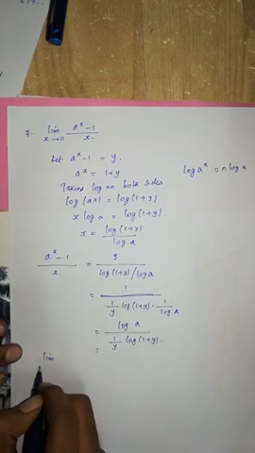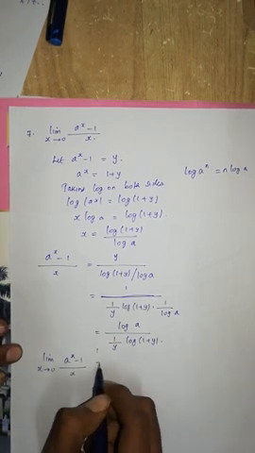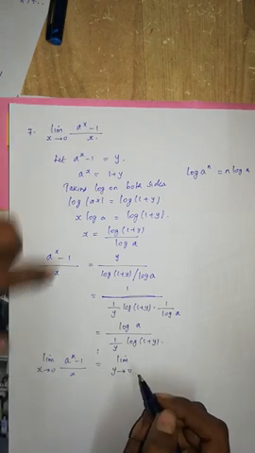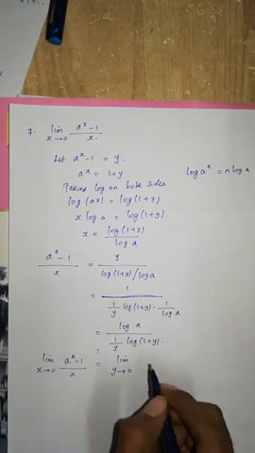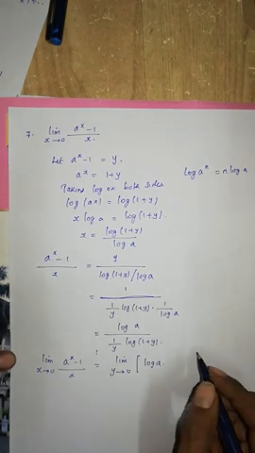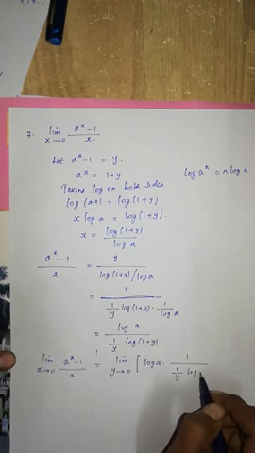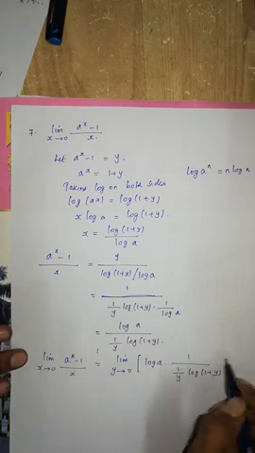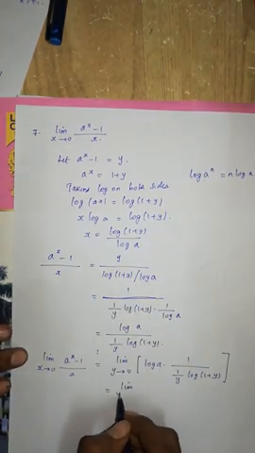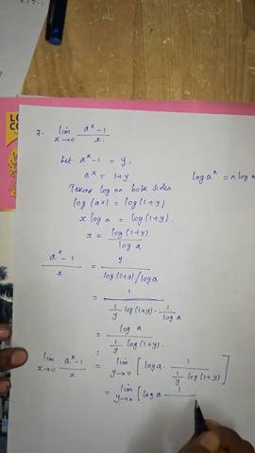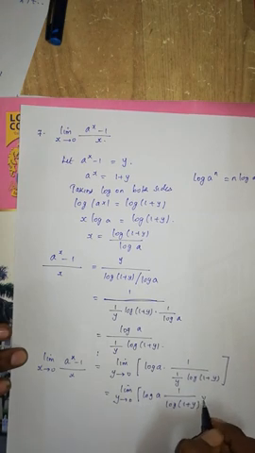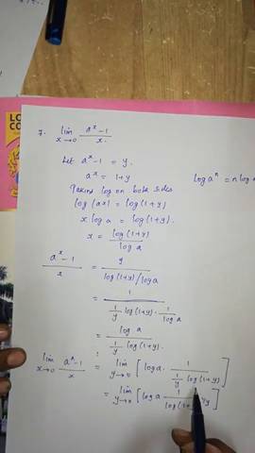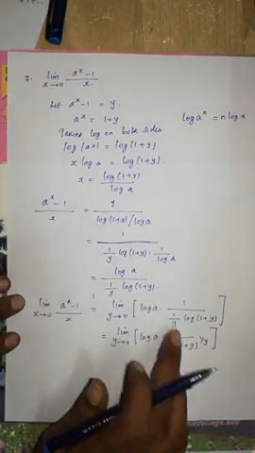Now we need to find the limit x tends to 0 of a power x minus 1 by x. So this will be equal to the limit, I have changed x to y, so y tends to 0 because I am applying the change of limits here. This will be log a by 1 by y log 1 plus y. Now I can write this as the limit y tends to 0 of log a by log 1 plus y whole power 1 by y, because log a power n is n log a. So I can write 1 by y log 1 plus y like this.